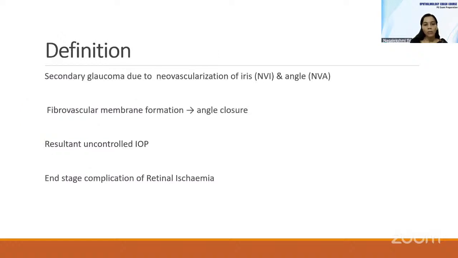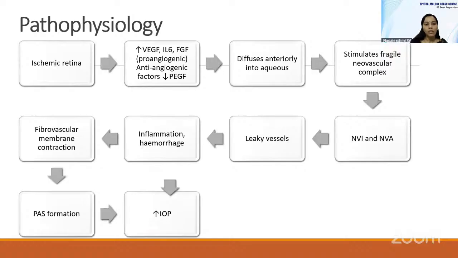It is a secondary glaucoma which is associated with neovascularization of the iris and or neovascularization of the angle. The pathology starts with an ischemic retina, which upregulates the pro-angiogenic factors like VEGF, interleukin-6, FGF, and TGF-beta. There is also downregulation of the anti-angiogenic factors like PEDF. These diffuse anteriorly into the aqueous, and stimulate endothelial proliferation and the formation of fragile neovascular complexes, which results in neovascularization of the iris and of the angle. However, these new vessels are not as sturdy as normal vessels, and hence they start leaking. Both the inflammatory cells and the RBCs occlude the trabecular meshwork, resulting in the open angle stage of neovascular glaucoma. This is also associated with fibrovascular membrane formation and contraction, resulting in the formation of peripheral anterior synechiae, which results in the closed stage of neovascular glaucoma.